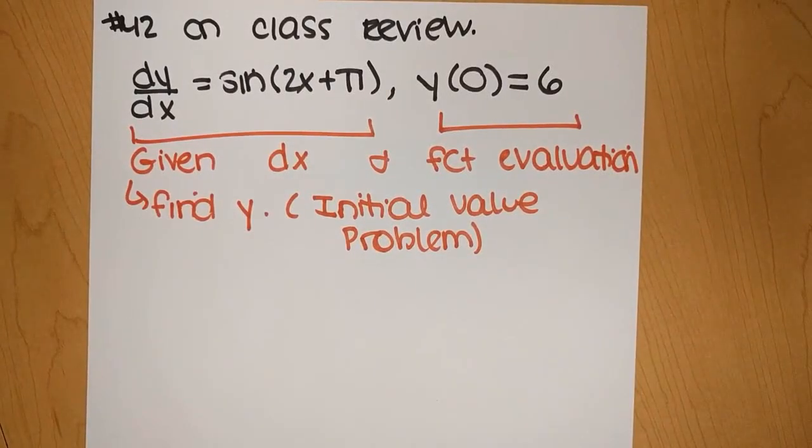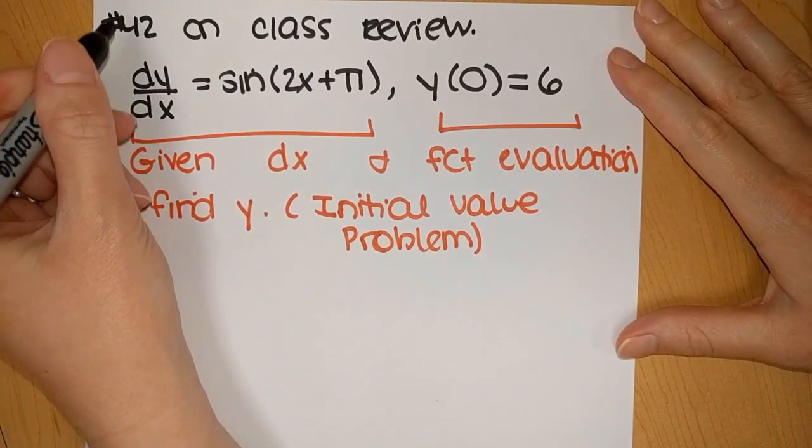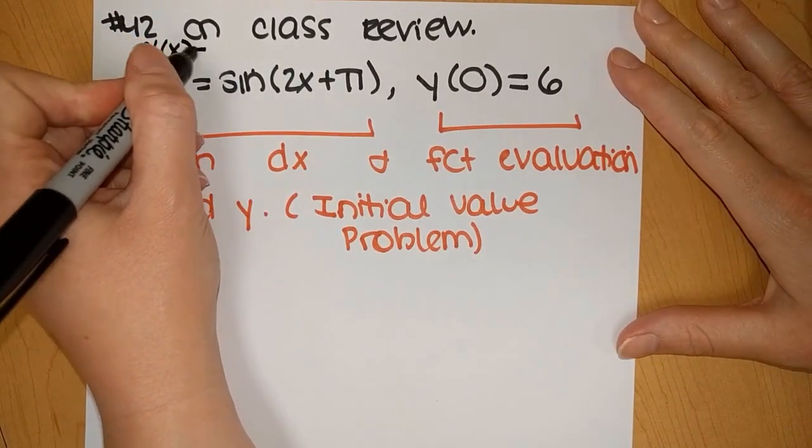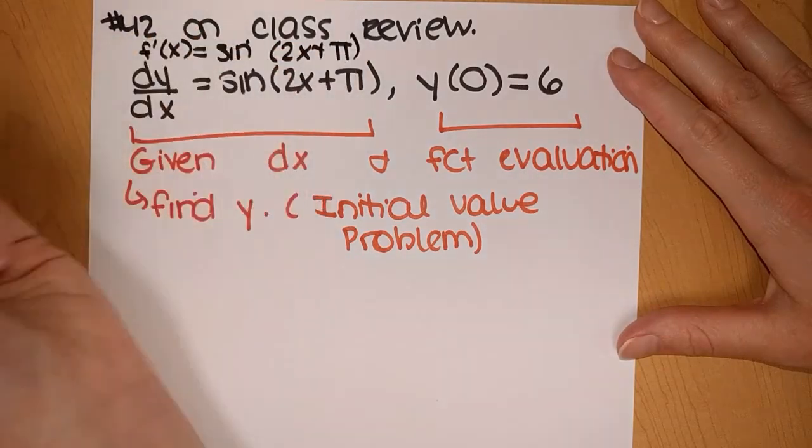For this question, you are given a derivative and you're given a function evaluation. So that means you're looking at an initial value problem and you're trying to find y. So what we're going to do is, and again, it might help to just write dy/dx as f prime of x is equal to sine of 2x plus pi, and that is then in the same structure that we saw in class.